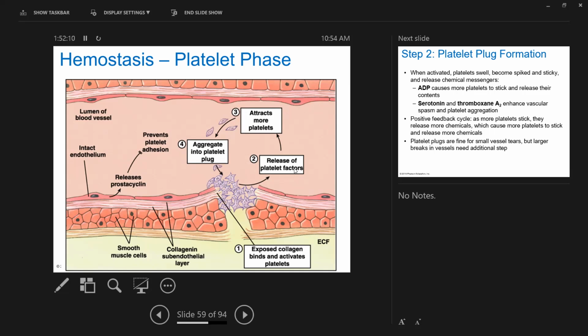That may be enough. Maybe. If it's a small cut, a small injury, that may be enough to stop the bleeding completely. But it is the exposure of the collagen fibers underneath the non-stick surface layer, the inner layer of the vessel. When that collagen layer is exposed, that's what's going to turn on the platelets.